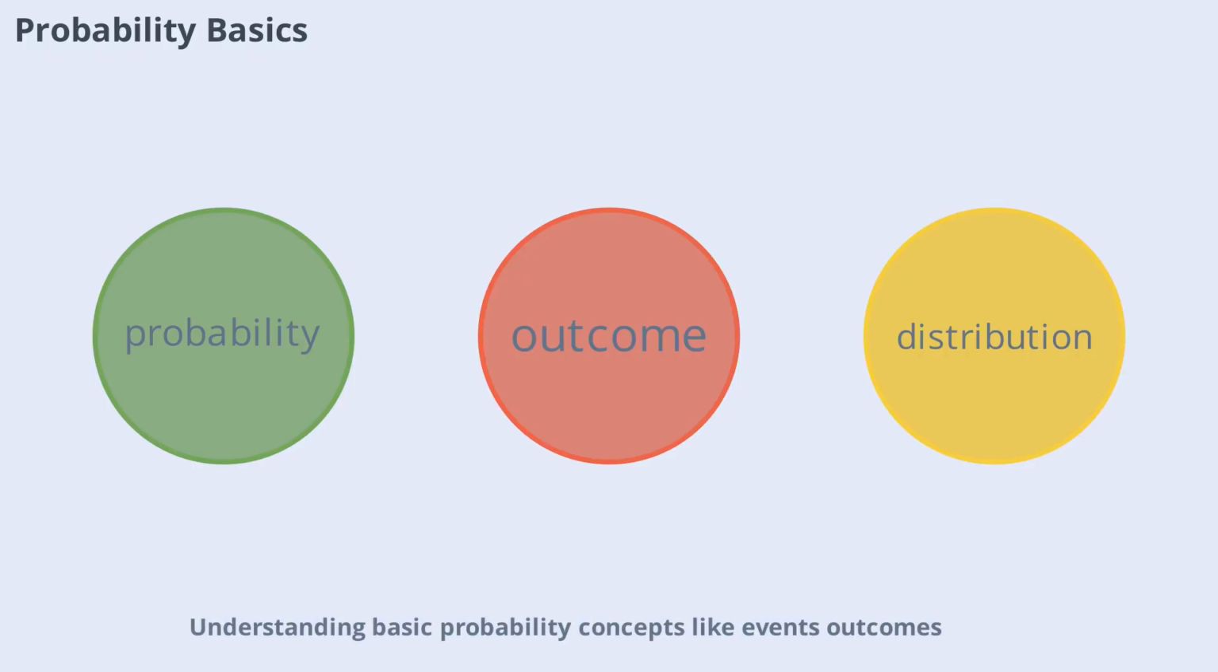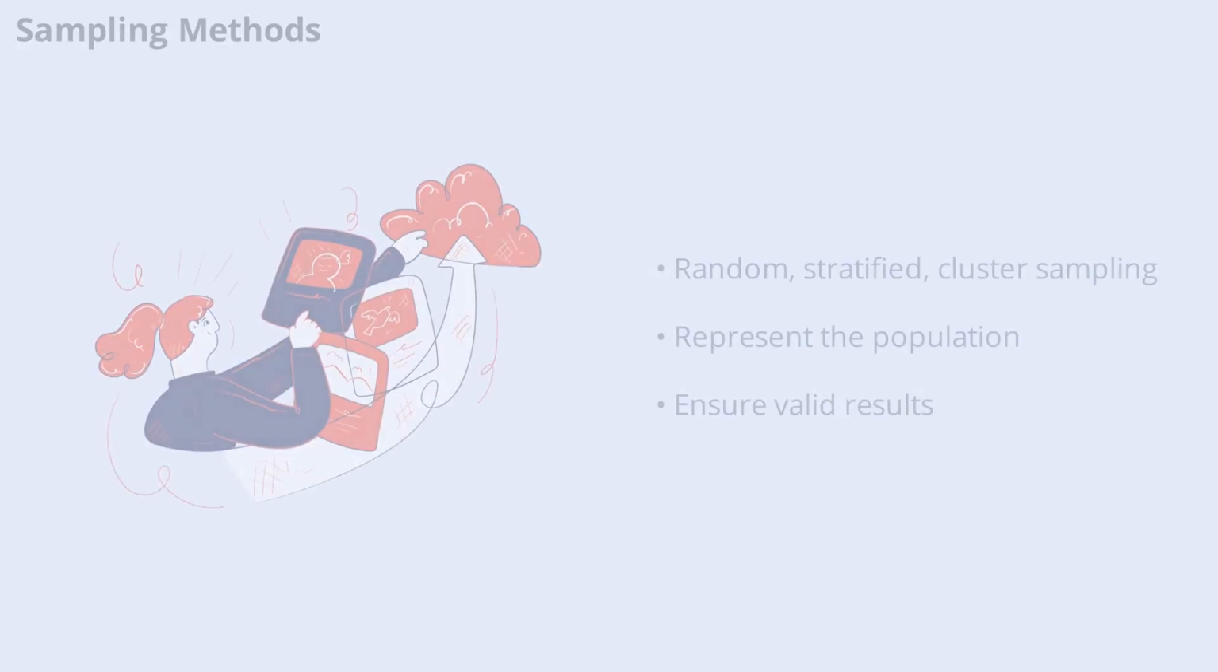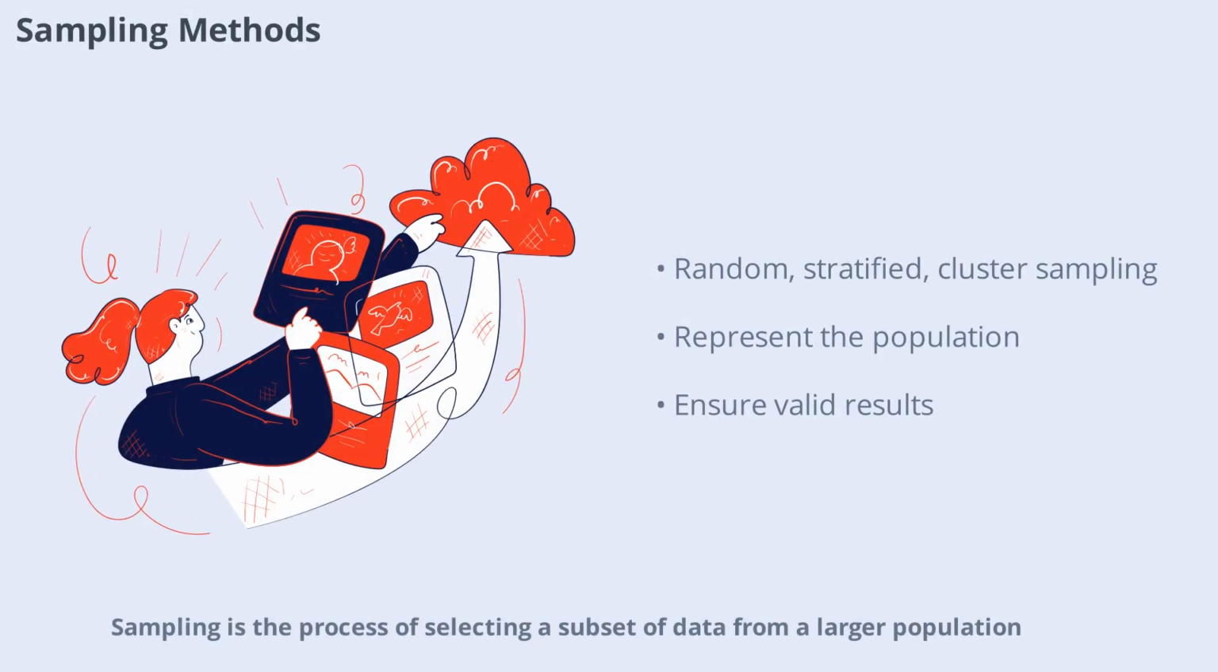Understanding basic probability concepts like events, outcomes, and probability distributions is essential for interpreting statistical results and making predictions based on your data. Sampling is the process of selecting a subset of data from a larger population. Common methods include random sampling, stratified sampling, and cluster sampling. The goal is to ensure your sample accurately represents the whole population, so your analysis results are valid and reliable. Choosing the right sampling method is a key step in any statistical study.